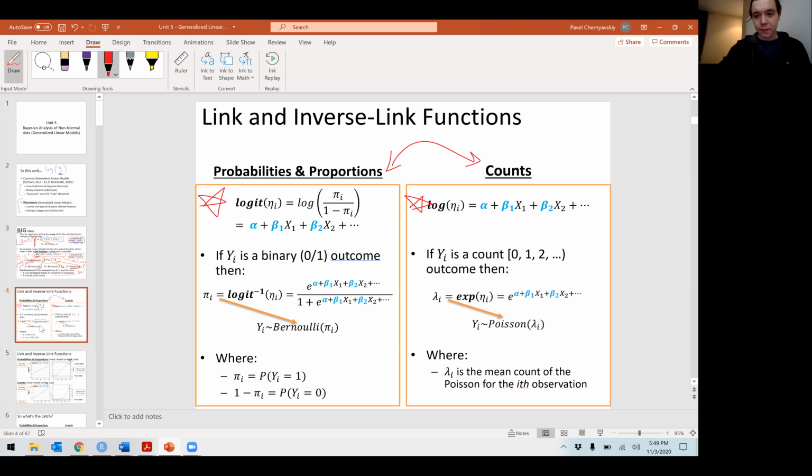So let's deal with counts first. Here is our linear model, a linear combination of alphas and betas and x's, which can be anywhere between negative infinity and infinity.